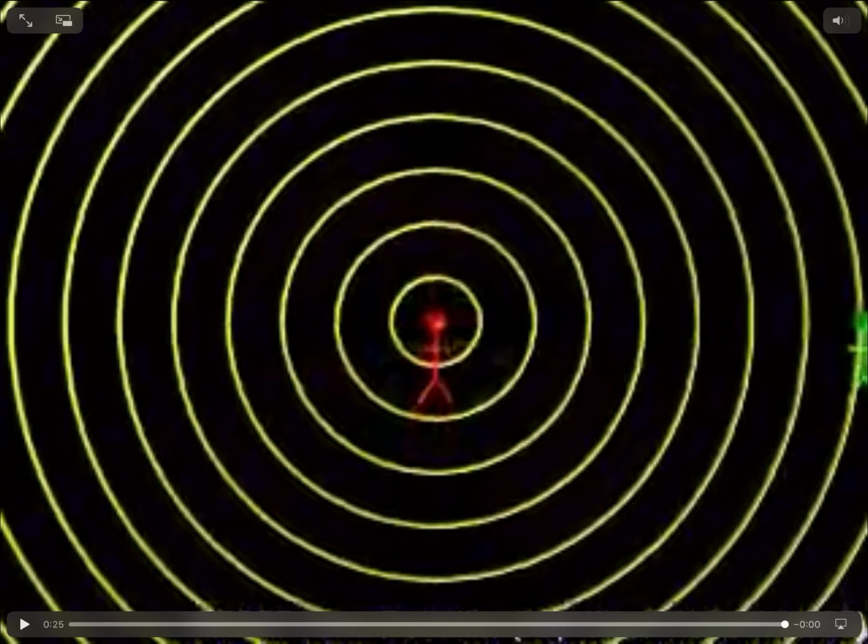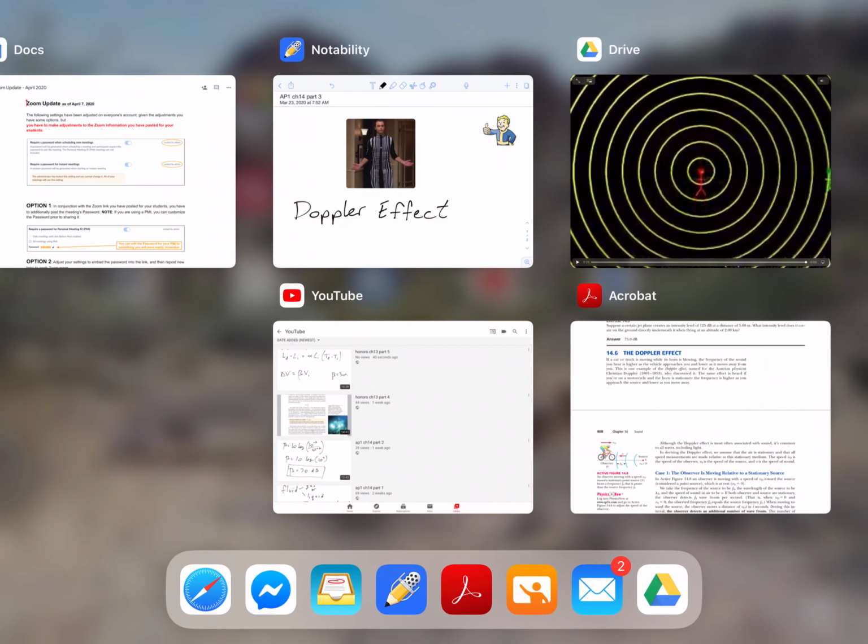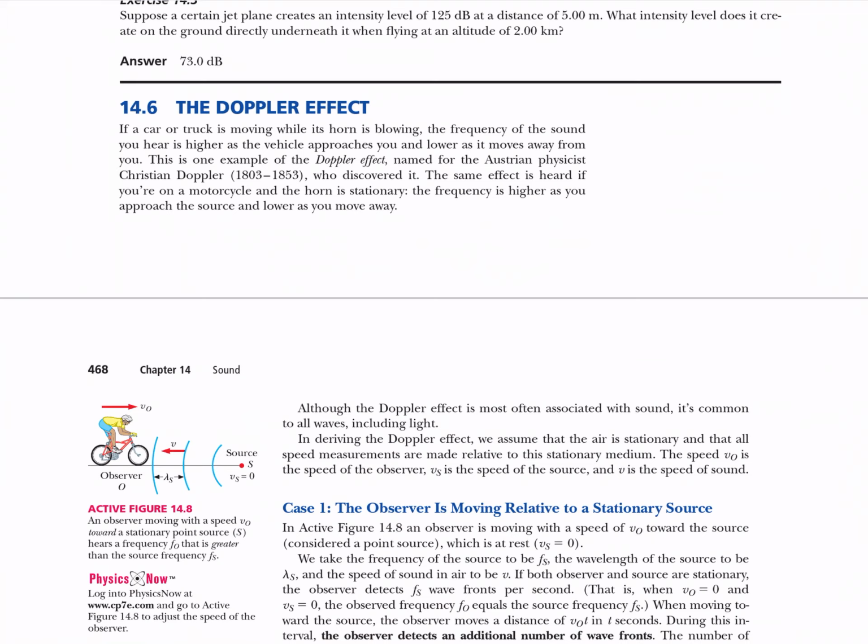When he was moving away from the red guy, when he was moving away from the source, the frequency of waves was decreased. It took longer for each wave crest to get to the person. Okay, so that increase and decrease in frequency based on the relative motion is called the Doppler effect. And you've heard it before. So let's do some math.